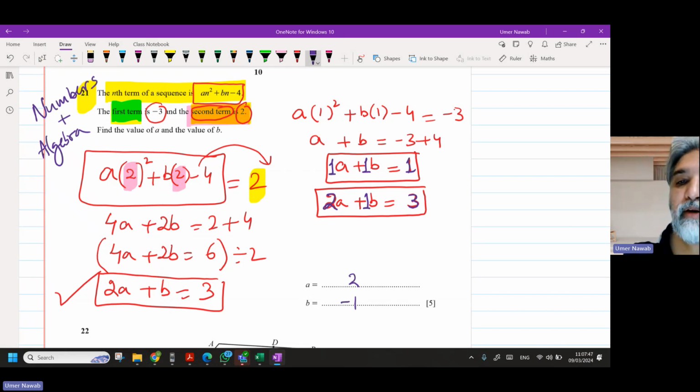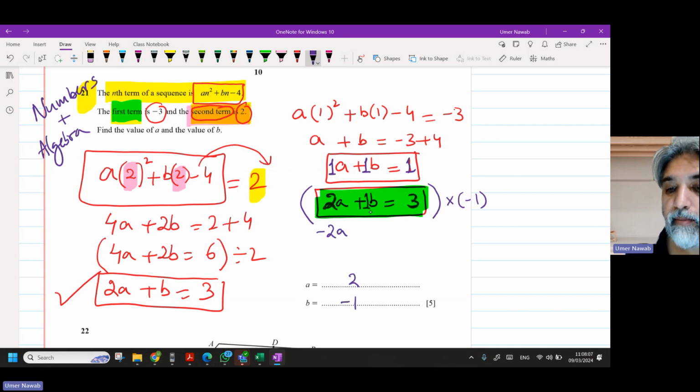So how can I show my working? I'm going to use the elimination method. What is the elimination method, guys? I'm going to multiply the second equation by the minus sign. If I multiply the second equation by the minus sign, what happens? The plus 2a changes to minus 2a, plus b changes to minus b, and plus 3 changes to minus 3. Why did I do it? Because I want plus b to cancel with minus b.